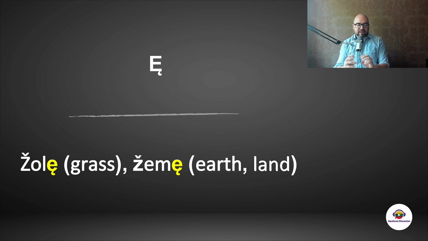But in the future I will be explaining cases to you, and it will be easier to understand. Just for now, know that in some instances, usually at the ending, and sometimes in the middle, we will have this nasal e. Žolę, žemę. Žolę, a grass, I see, and I see a land. Aš matau žemę, žemę. Okay.